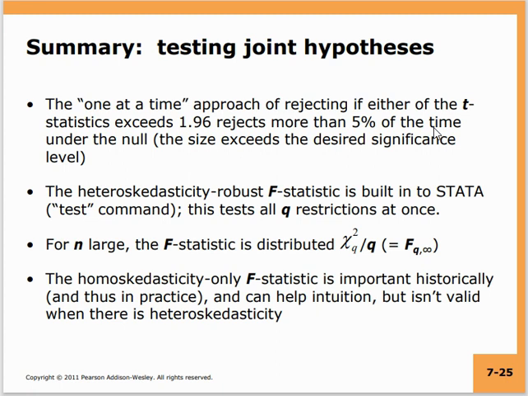The heteroscedasticity-robust F statistic is built into Stata by the test command, and it will be built into R and other software also. This tests all q restrictions at once. For n large, the F statistic is distributed as chi-square by q, and the homoscedasticity-only F statistic is important historically. It was originally thought of, and it gives you a good intuition.